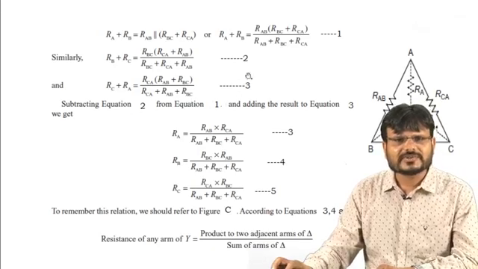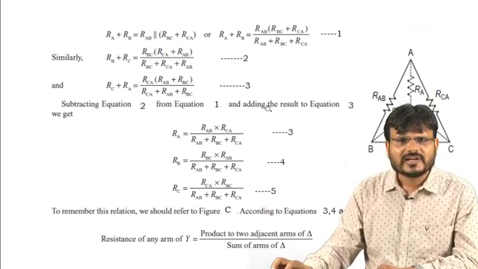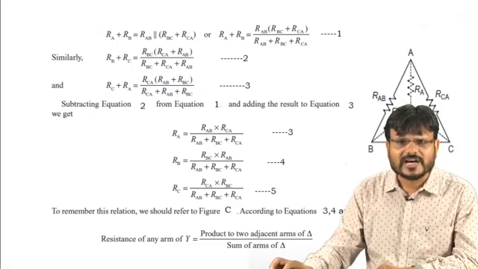Subtracting equation number 2 from equation 1 and adding the result to equation 3, you can calculate the value of RA. RA can be calculated this way. Similarly, you can calculate RB, and similarly you can calculate RC.